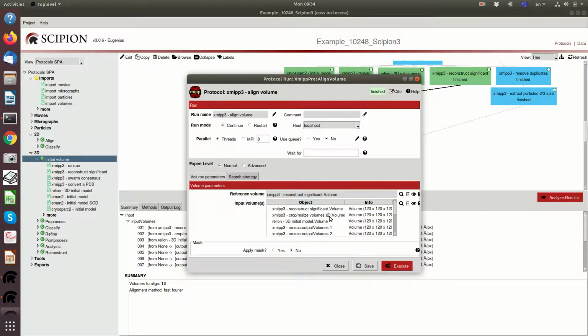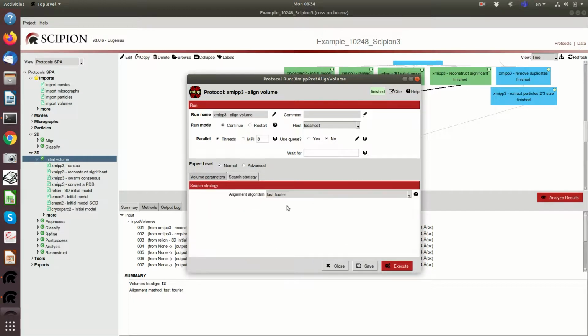And then here we take all the different objects that we want to align. Something important is that you choose fast Fourier as the algorithm for alignment, because otherwise it may take too long if you use the exhaustive search.